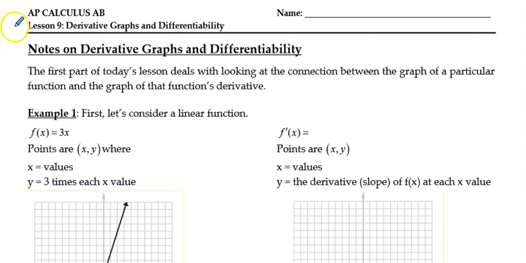In lesson 9, we're going to talk about derivative graphs and differentiability. There are 3 different types of questions that we're going to do in lesson 9. The first one we're going to talk about is looking at a function and looking at its derivative, compare their graphs, and see what similarities we can get from comparing both those graphs to each other.